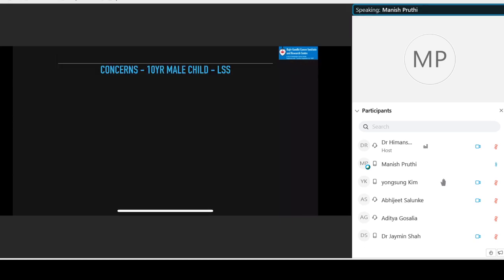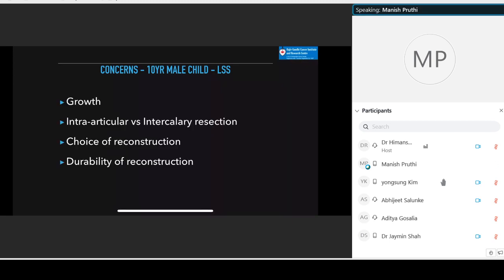So the concerns that we faced here are, as Dr. Kang is mentioning, that these are growing children and we need to think of growth. That is why we don't want to put in a conventional megaprosthesis. Whether to do an intra-articular versus intercalary resection: we know that the physis is a barrier to tumor spread, but the disease is abutting the physis on the medial aspect. What kind of resection should we choose, and what is the durability?